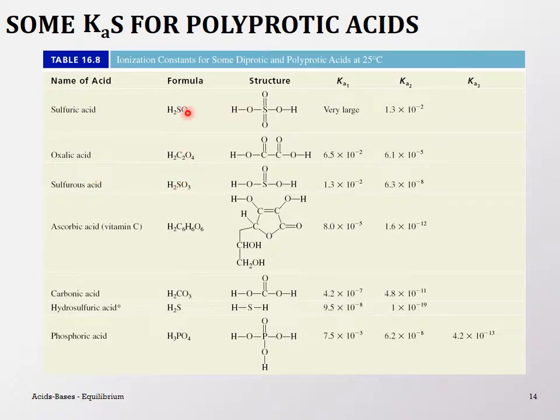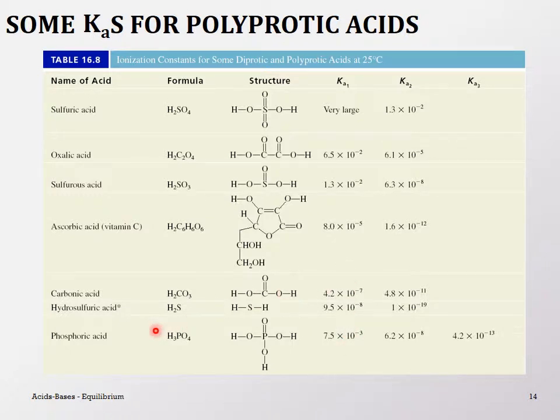Sulfuric acid is very strong, so that's why the Ka1 is very good for it, and the second one is fairly good. But all the other acids in here, if you look at the Ka for these, the first one, they're fairly small, and therefore not very good ionization.